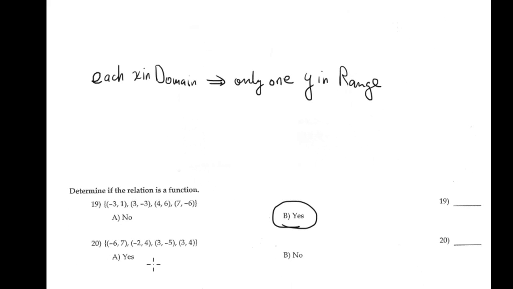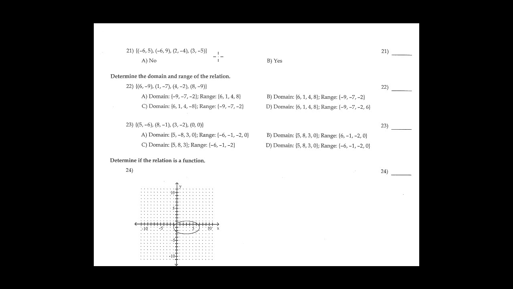In 20, no. Why no? Because 3 is associated with negative 1 and also with 4. So obviously it does not satisfy that it is only one. So the answer is no, it's not a function. Okay, 21 is similar, but of course it's not a function because negative 6 is associated with 5 and also with 9. So, of course, no, not a function.